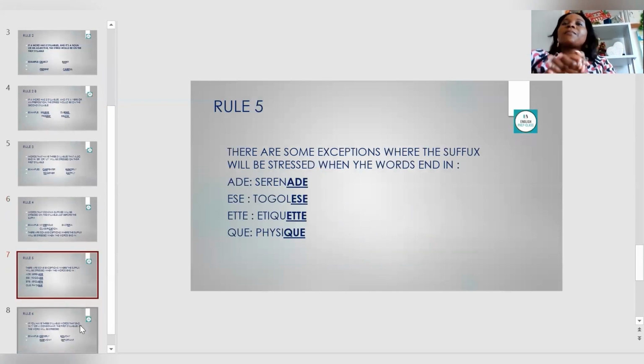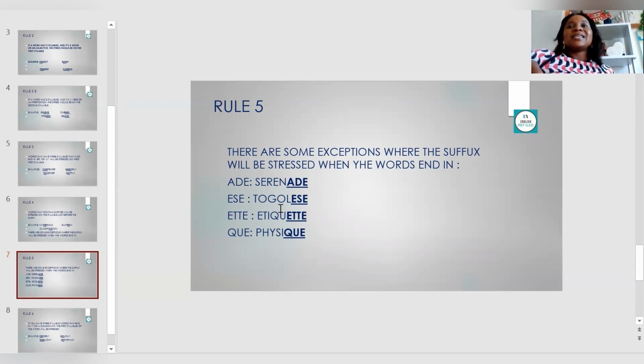Okay, so now there are some exceptions where the suffix will be stressed, when the words end in ADE, ESE, ETTE, and QUE. Now, these are not the only words that have that exception, okay? These are just the few ones I want to talk about. I think they are mostly popular. You can see an example here, serenade. So nade, aid, that is where you add the stress.